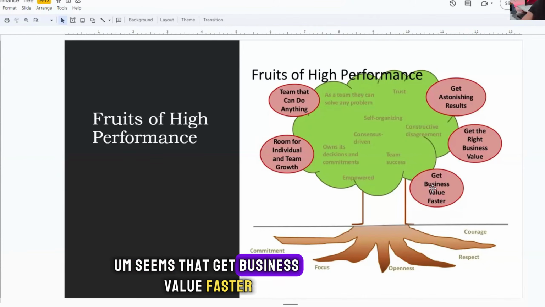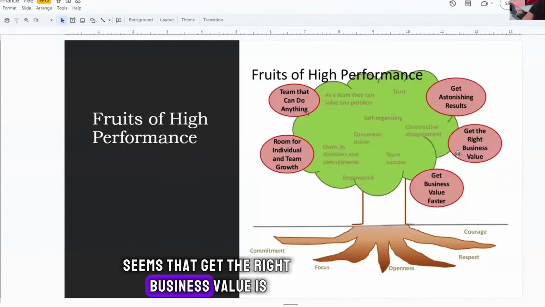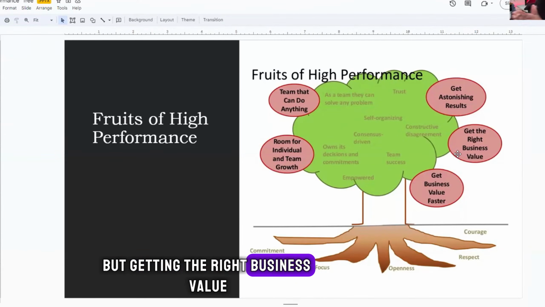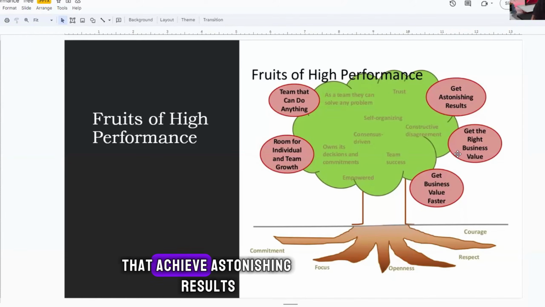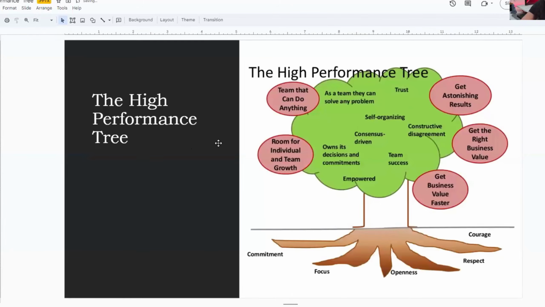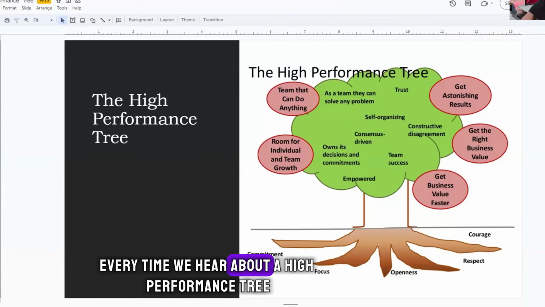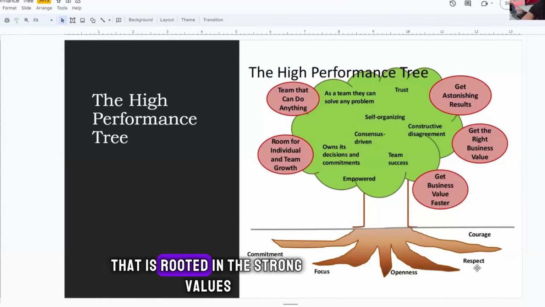Teams that get business value faster. We'd also be seeing teams that get the right business value. It's not just about getting the value faster, but getting the right business value. And then we'd also be observing teams that achieve astonishing results. Yeah, so that's pretty much it. Every time we hear about a high performance team, this is really what that means. It all starts from the team that is rooted in the Scrum values.